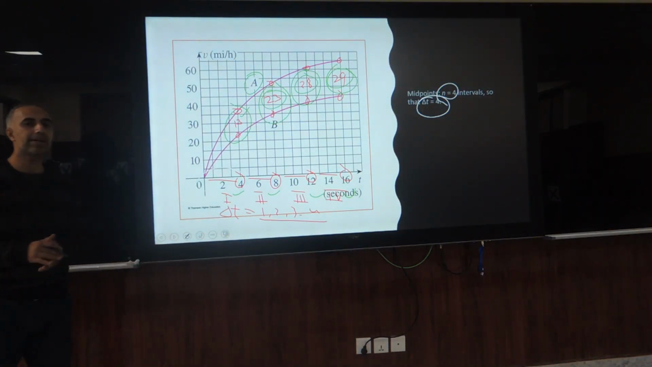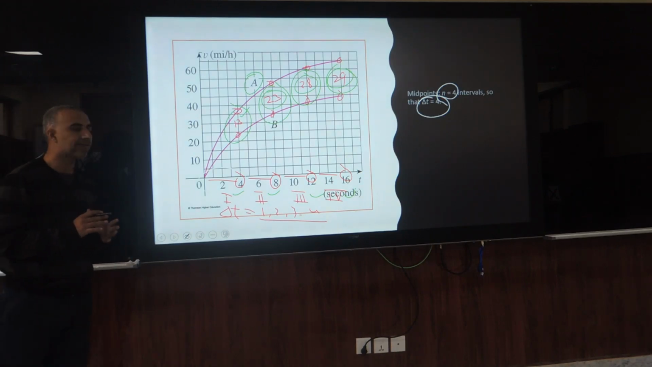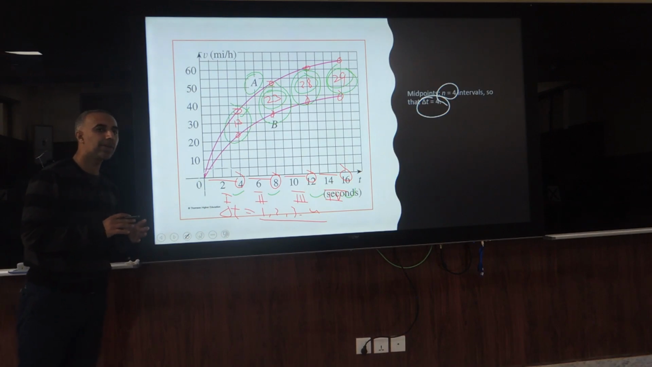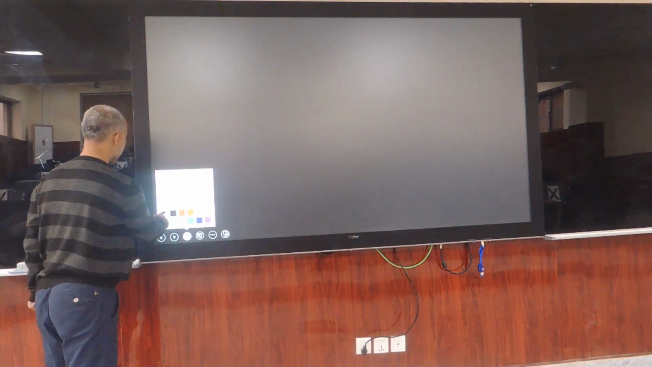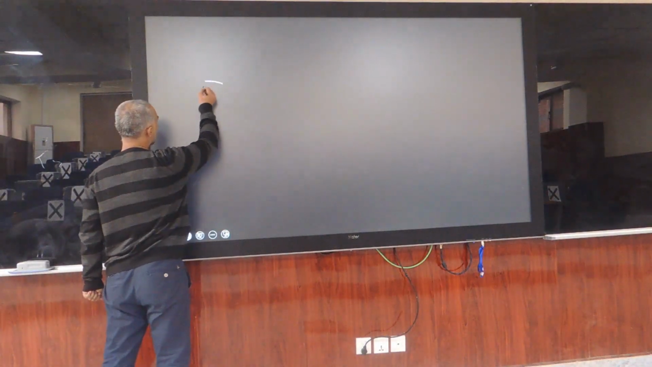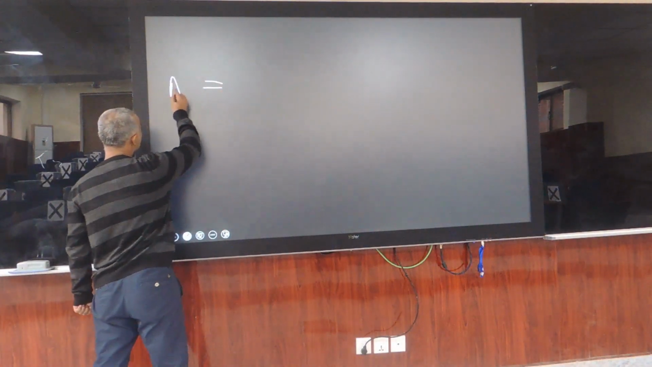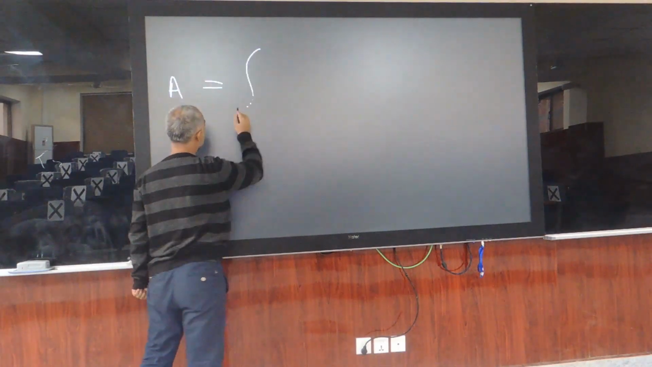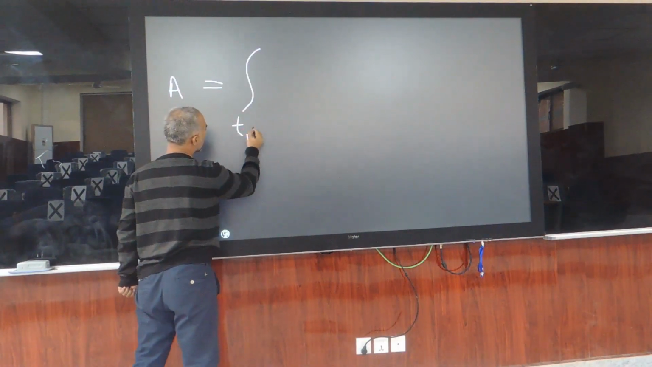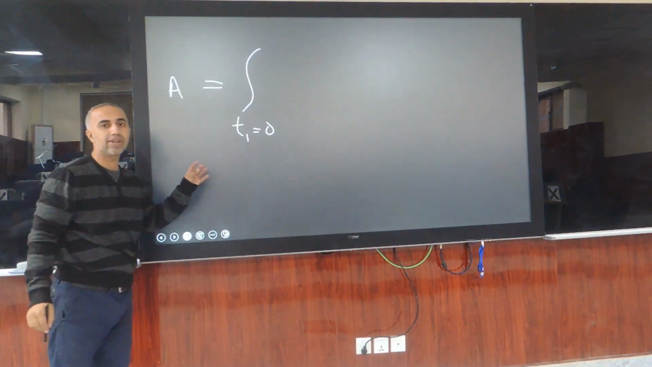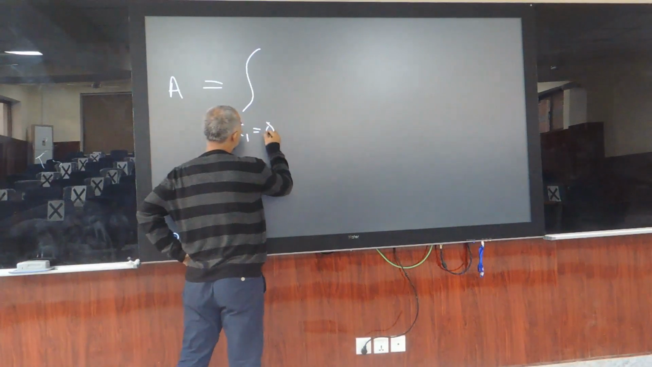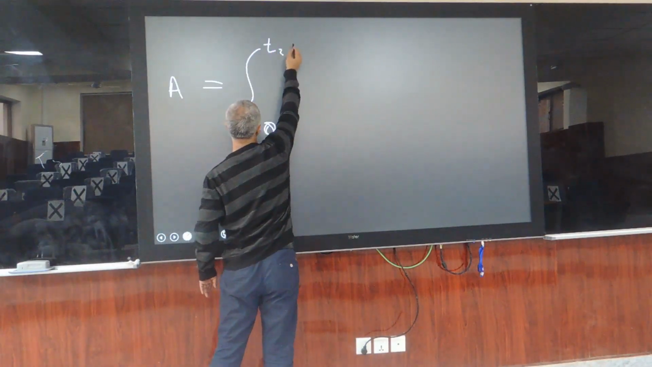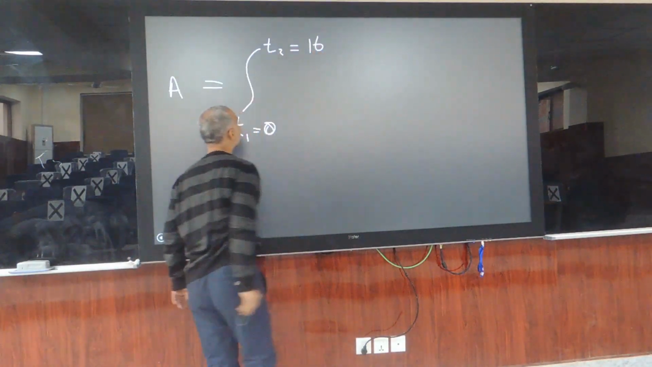However, because during the competition each fraction of a second is of huge importance, we need to determine the area with the help of a continuous function. Of course, that is the definite integral. The range is given from 0 to 16 seconds. The initial time is 0 seconds. The final time is 16 seconds.